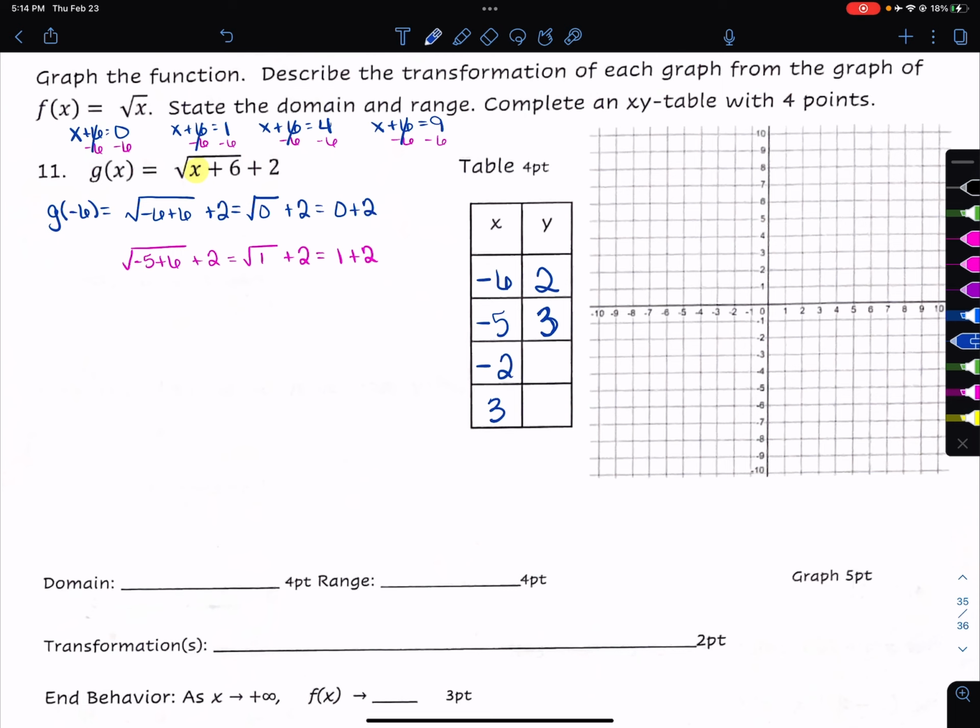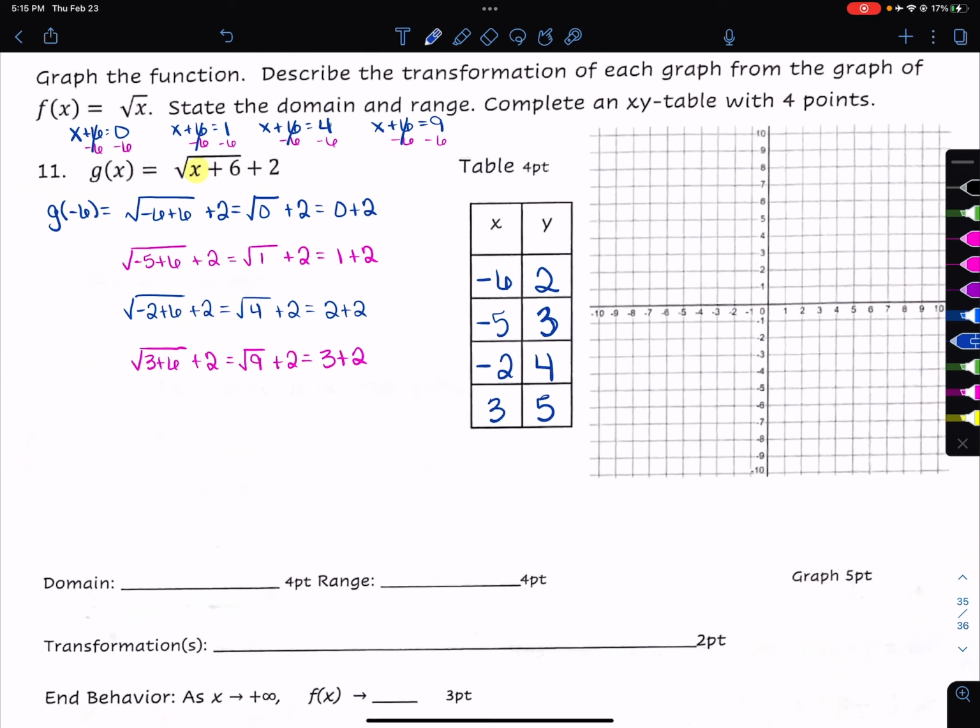All right, now let's do it again with -2. So -2 plus 6 plus 2. That gives me the square root of 4 plus 2. Square root of 4 is 2. 2 plus 2 gives me 4. Last input value that we're going to use is 3 plus 6. Plus 2 is outside of the radical sign. Square root of 9 plus 2, which is 3 plus 2. And that gives me 5.